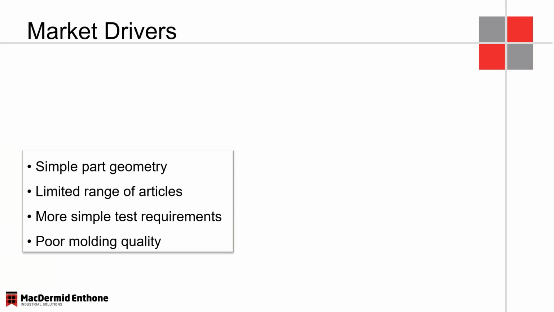If we think going back, say even 10, 15 years, part geometries were simpler. So I really didn't need to worry about throwing into severely low current density areas. I had a limited range of articles, so not a whole range of parts to worry about. The testing requirements were for sure a lot simpler, and I had some poor molding quality issues to deal with.